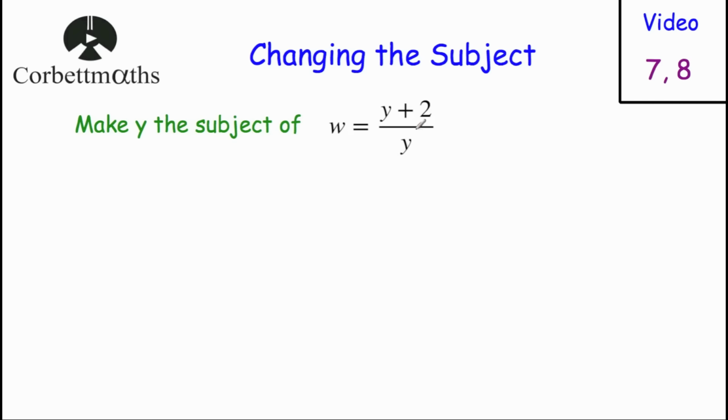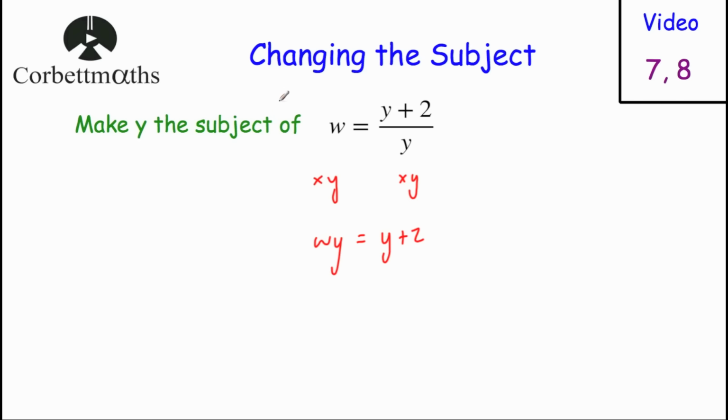So what I'm going to do is, I don't want to have this y on the denominator, so I'm going to multiply both sides of this by y. So multiply by y and multiply by y. W times y will be wy, just putting them beside each other. And on our right hand side, we had y plus 2 divided by y. We multiply by y to get rid of the divide by y, so we're just going to be left with y plus 2. We've now got yw equals y plus 2.